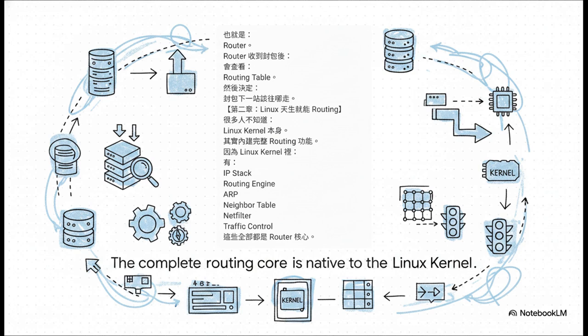But here is the truly wild part. You don't actually need to install extra software for this to work on Linux. It natively contains a complete routing core straight out of the box. The IP stack, the routing engine, ARP, Netfilter, traffic control, all of this is built directly into the kernel itself. It is natively a super powerful network operating system.